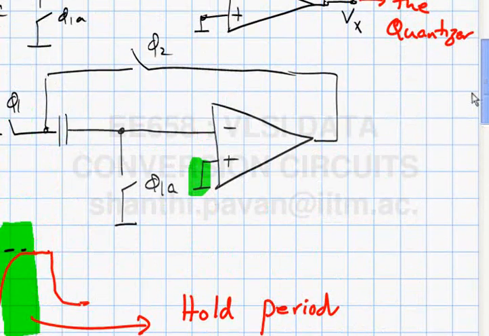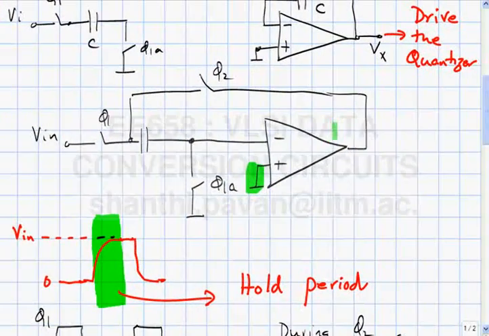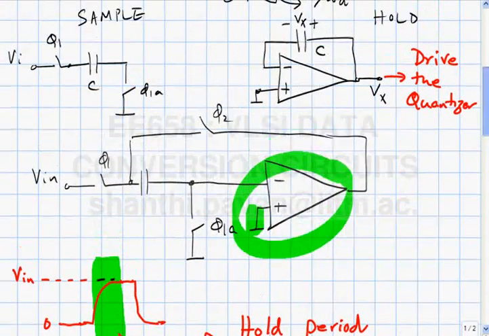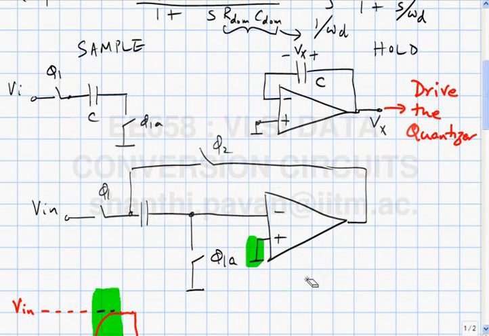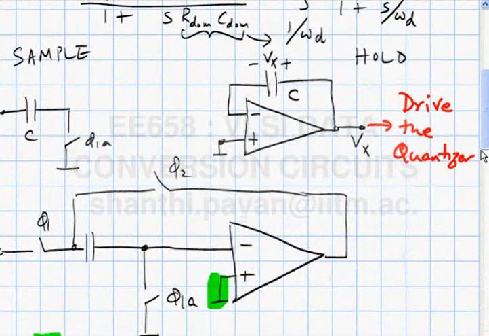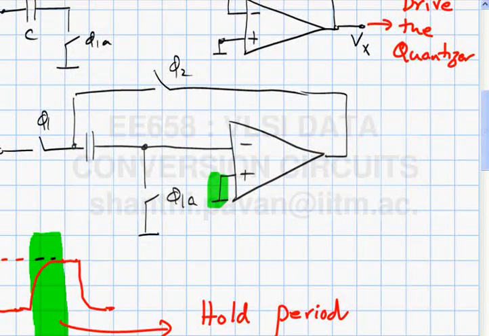So coming back to our sample and hold. During phi 2 clearly there is negative feedback. What about during phi 1? During phi 1 there is no negative feedback around the op amp, so the op amp is basically open loop. But that may not be too much of a problem simply because we are not worried about the output during phi 1 anyway.